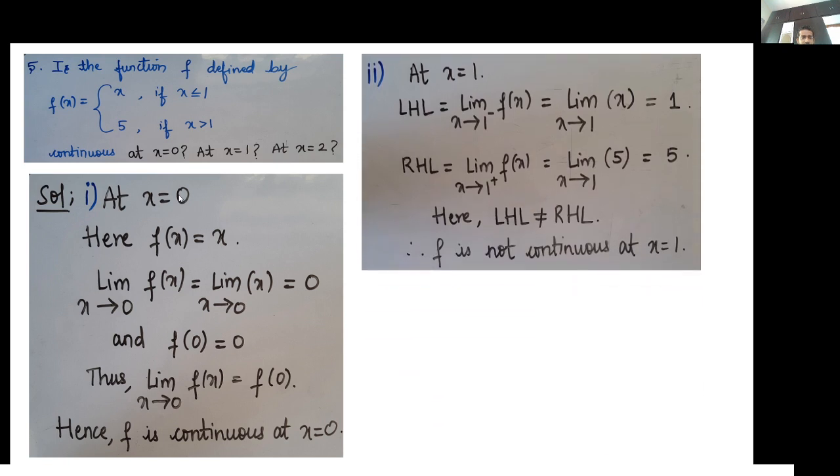Let us see the solution. So first case, at x is equal to 0. What do we get at x is equal to 0? First branch or second branch? First branch. At x is equal to 0, which is less than 1, the function value is x, f of x is equal to x. So at x is equal to 0, the limit of f of x as x tends to 0 will be the limit of x as x tends to 0, which will be 0, and f of 0 will also be 0. Thus the limit of f of x as x tends to 0 is equal to f of 0. Hence we conclude that the function is continuous at x is equal to 0.